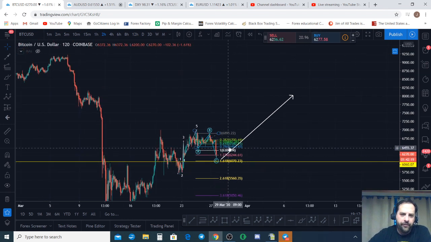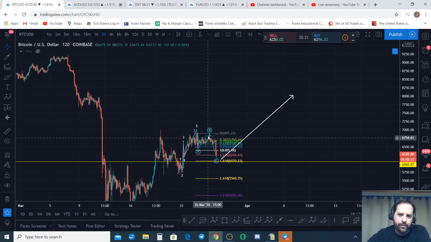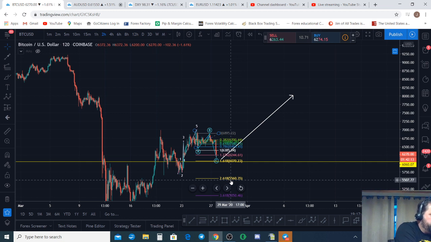So I kind of feel like, guys, this might be a fake out. It's an ABC basically. It's a corrective move. Let's see what you got here.